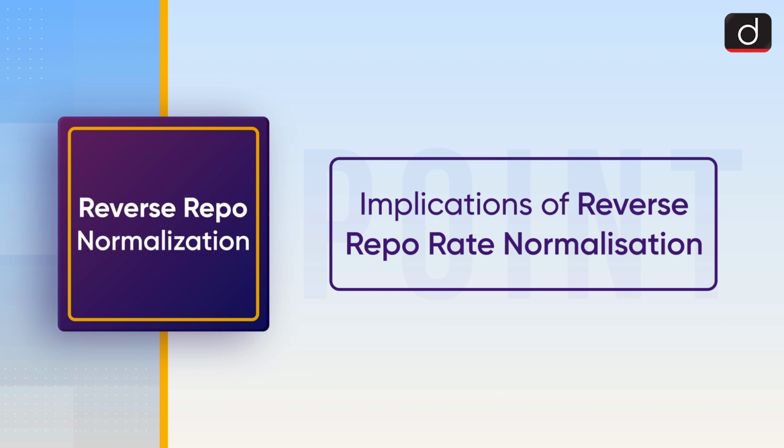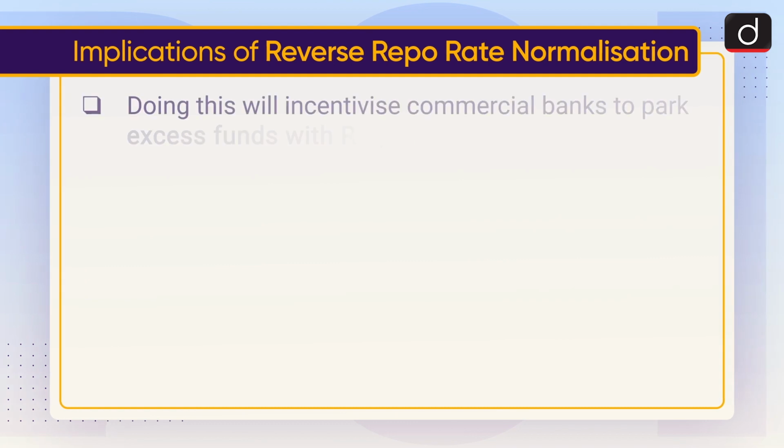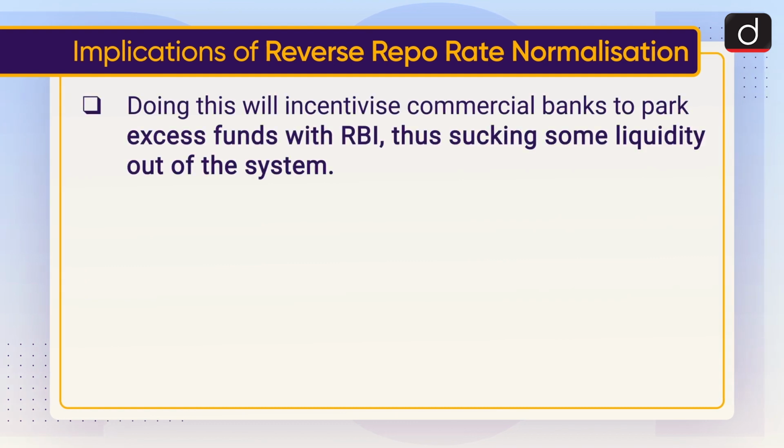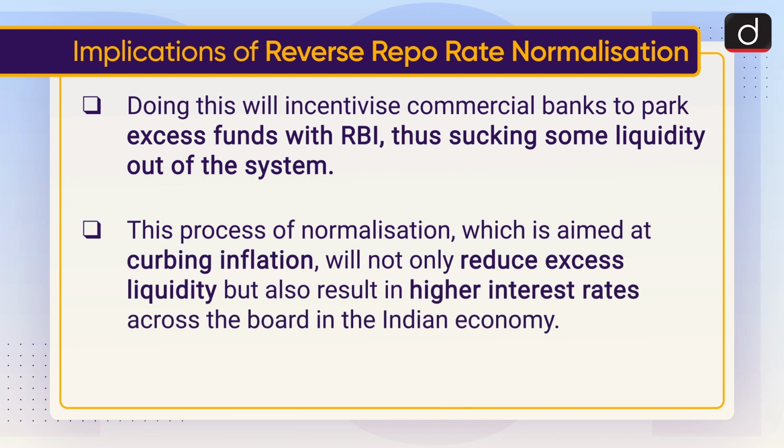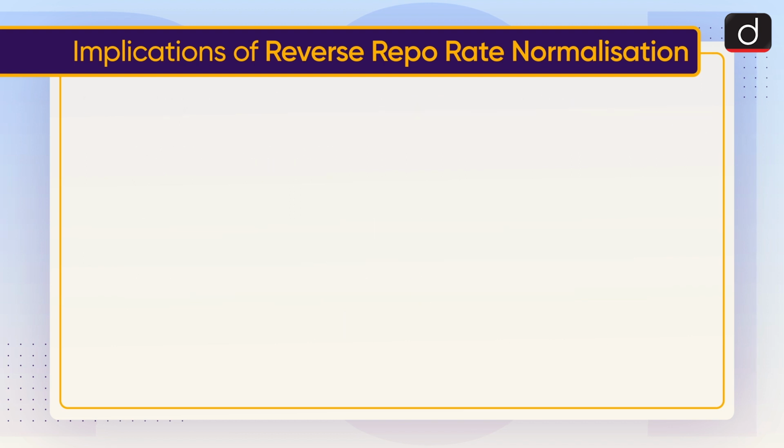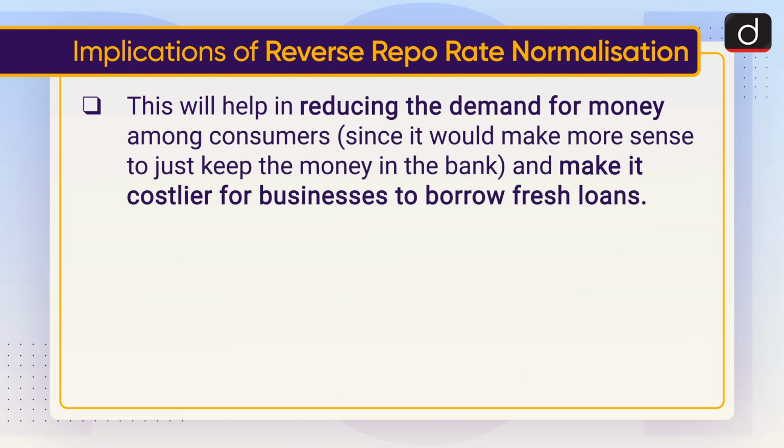Now let's discuss the implications of reverse repo rate normalization. Doing this will incentivize commercial banks to park excess funds with the RBI, thus sucking some liquidity out of the system. This process of normalization, which is aimed at curbing inflation, will not only reduce excess liquidity but also result in higher interest rates across the board in the Indian economy. And this will help in reducing the demand for money among consumers, since it would make more sense to just keep the money in the bank, and make it costlier for businesses to borrow fresh loans.